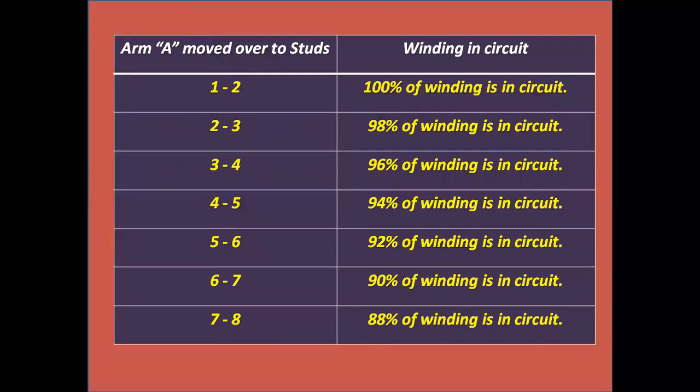Arm A moved over to studs 1 to 2, then 100% of the winding is in circuit. 2 to 3, 98% of winding is in circuit. 3 to 4, 96% of winding is in circuit. 4 to 5, 94% of winding is in circuit. 5 to 6, 92% of the winding is in circuit. 6 to 7, 90% of winding is in circuit. 7 to 8, 88% of winding is in circuit.